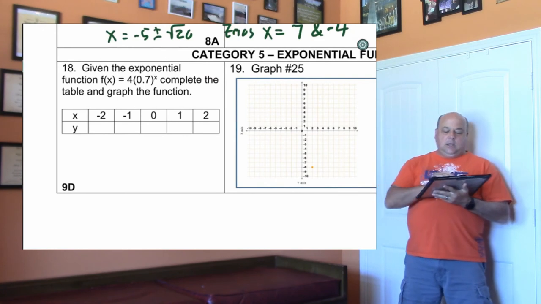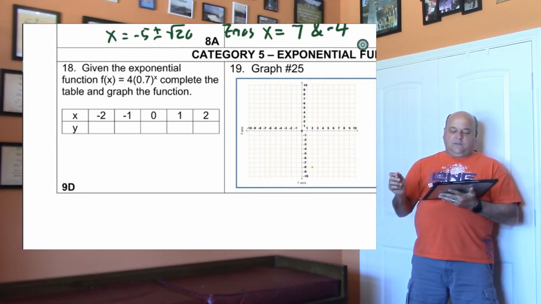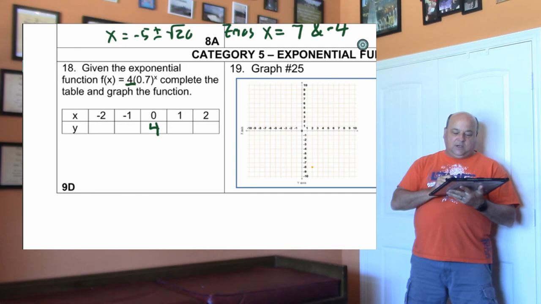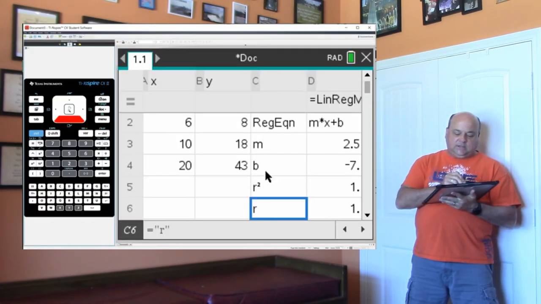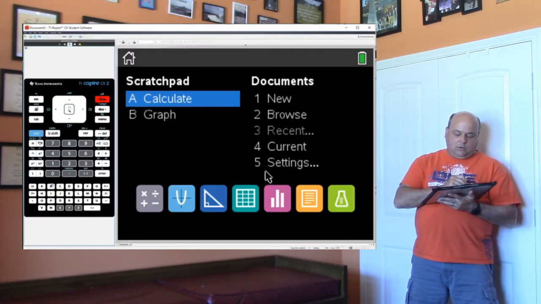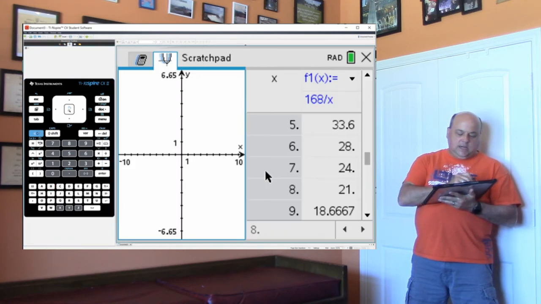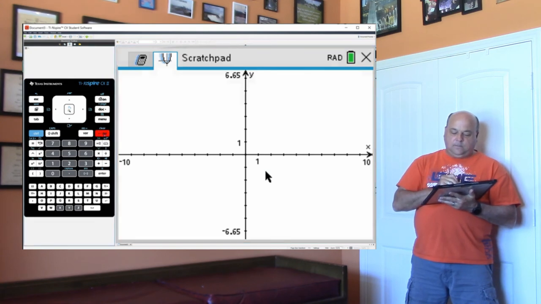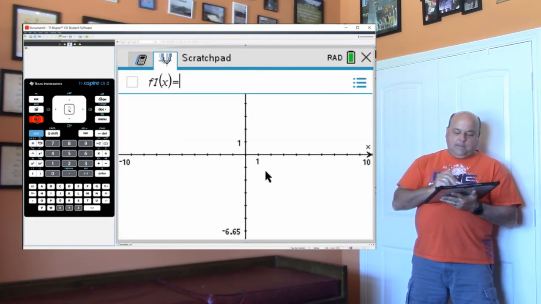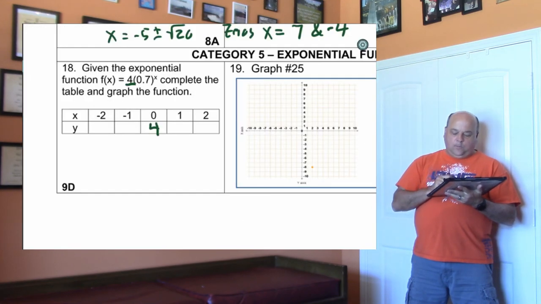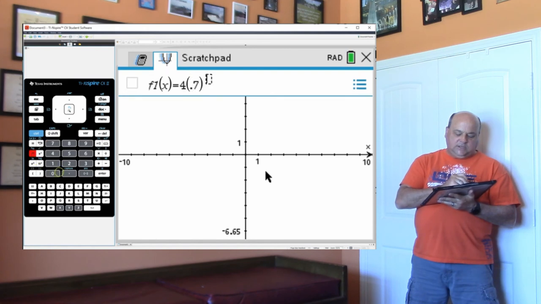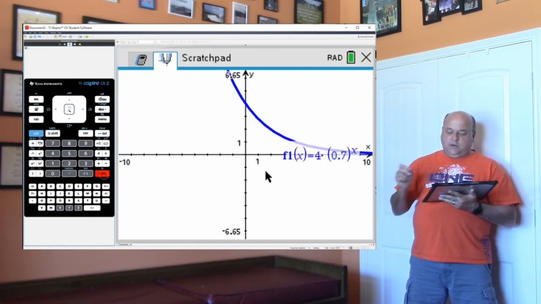Okay, really quickly, given the exponential, complete the table and graph the function. So this right here is my 0 term, right? I'm going to put 4 here. Then I'm going to multiply by 0.7. So let's graph this, and we're going to do 4 times 0.7 to the x. So hit the home button, B for graph, and then hit Control-T to get rid of that table. Hit delete to get rid of the graph. Hit Tab, and then it was what? 4 parentheses 0.7 close parentheses caret x. That gives me my exponential function.